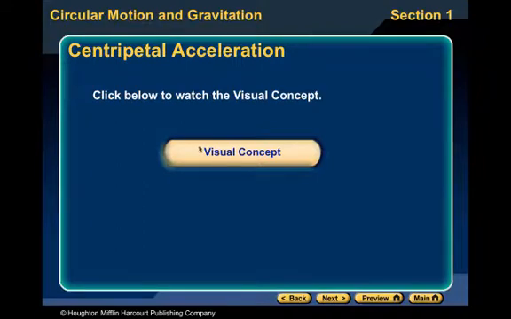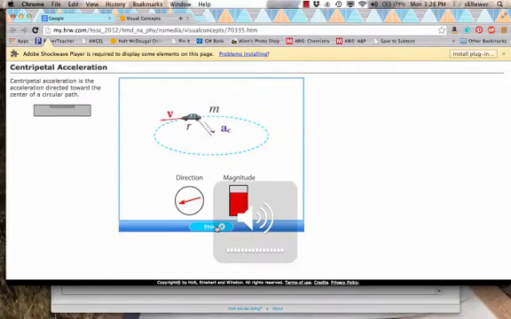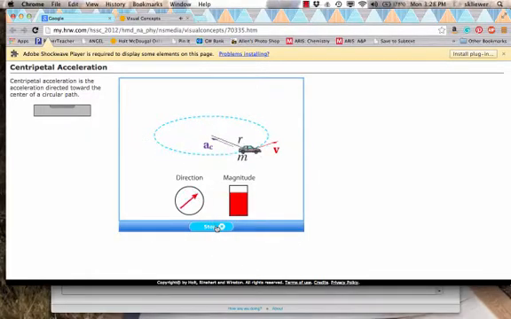Let's see what this is. So here you can see the direction of the velocity in this corner right here. The direction is changing, the magnitude is not changing at all. So the acceleration is just the centripetal acceleration towards the center.